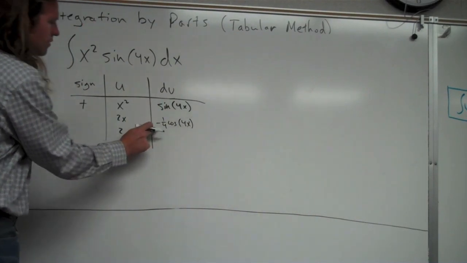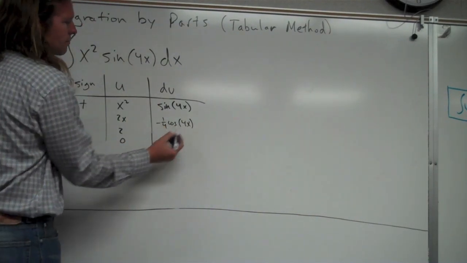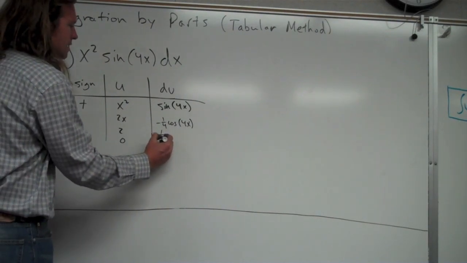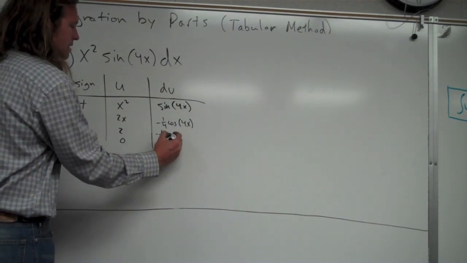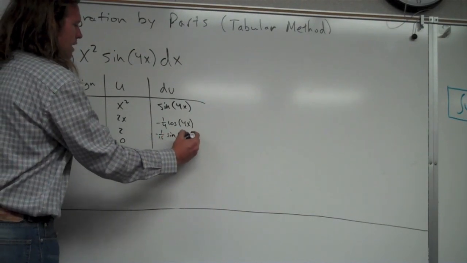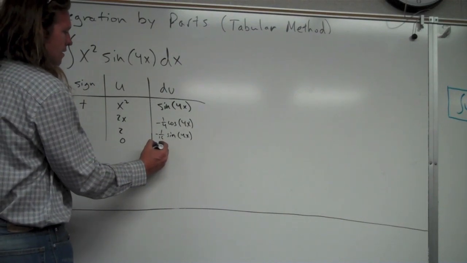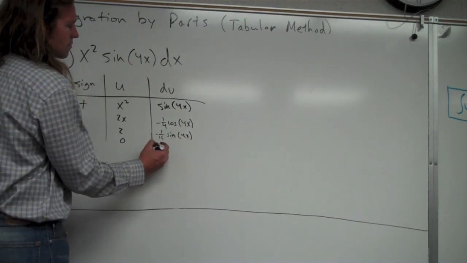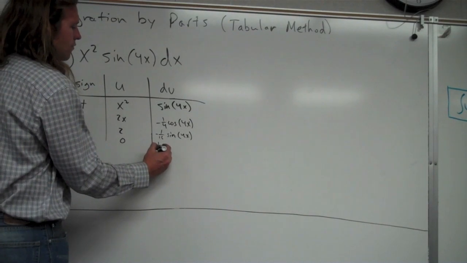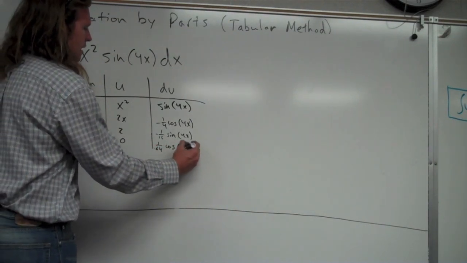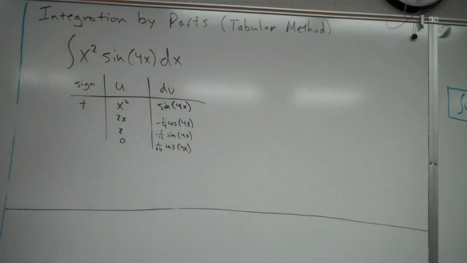Do my antiderivative of this one. So the antiderivative of cosine is just sine. Again, I have to divide by 4. So it would be negative 1/16 sine of 4x. Do my antiderivative one more time. The antiderivative of sine is negative cosine, so it will be 1/64 cosine of 4x. I hope that you can read this. I know I'm writing a little small here to fit everything in, but I am saying it at the same time, so hopefully you're getting this.